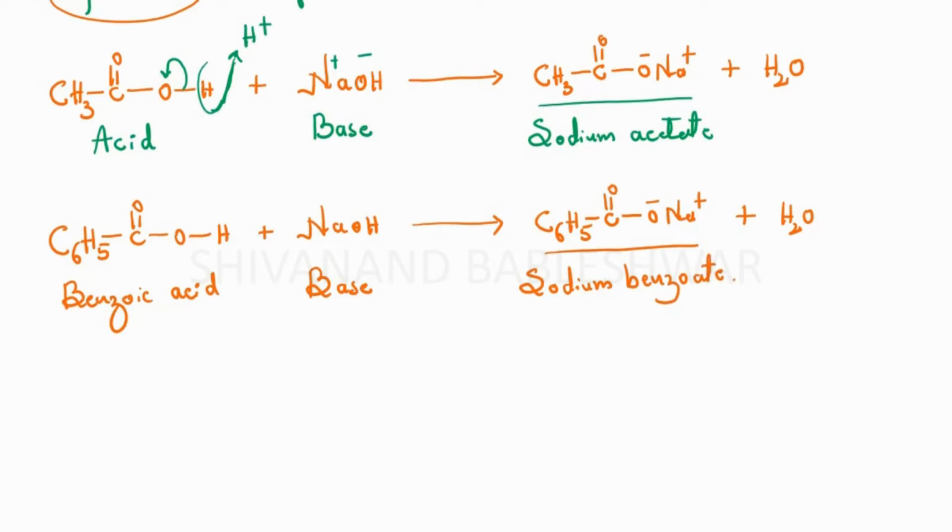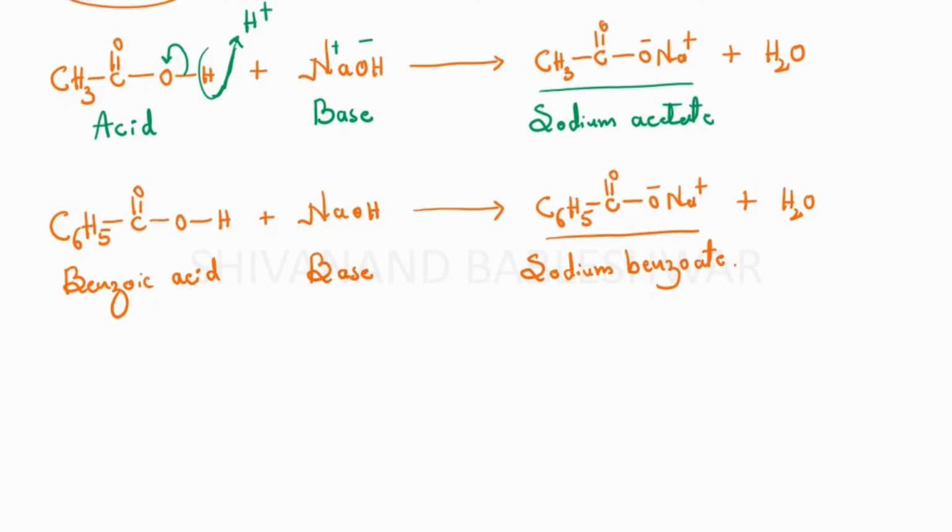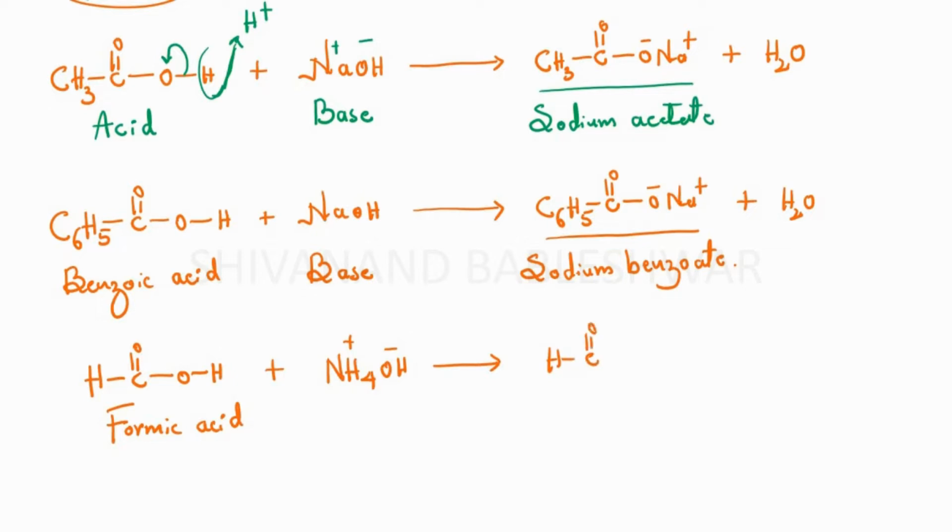Is it clear, students? Let me take an example of formic acid also. Formic acid, HC=O OH. Formic acid, when treated with a base such as ammonium hydroxide, gives C=O O minus NH4+. Along with that we have a water molecule, and this compound is called ammonium formate.